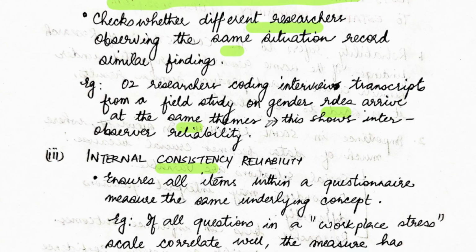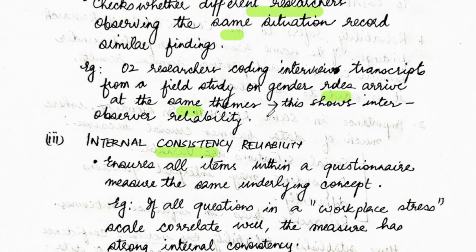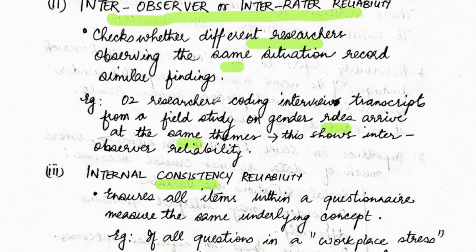Let's say the themes could be family conflict, work-family conflict, and patriarchal expectations. If both researchers are arriving at similar or same themes, this shows inter-observer or inter-rater reliability. Why? Because it is agreement among observers that they are coming at similar conclusions of themes. So, different researchers arriving at similar findings, observing the same situation, that is inter-observer or inter-rater reliability.